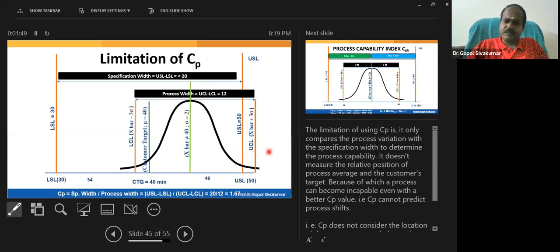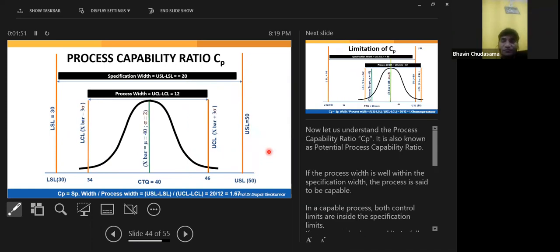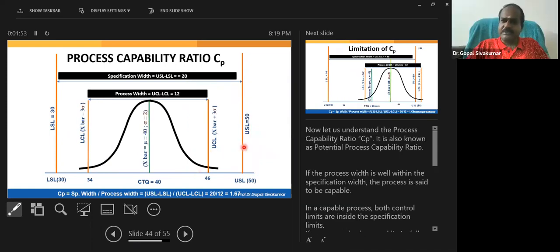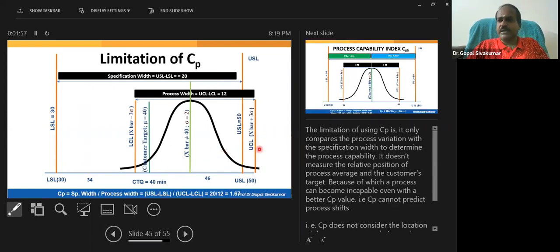No. Earlier it was capable because the control limit is seen inside the specification. But now the control limit is seen outside. Why? The process has shifted. But even under such a situation, your Cp is giving a big, good value, 1.67, which means Cp has a limitation.